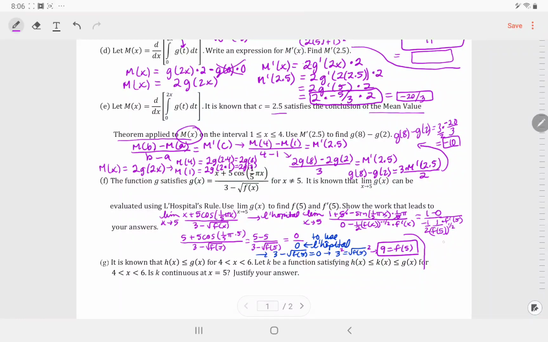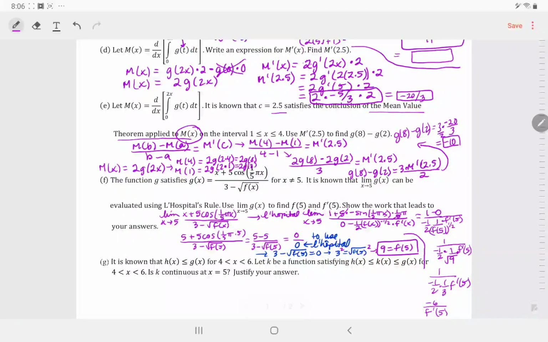Okay, so 1 over negative 1/2, f of 5 was 9. Oops, that's in the denominator. So 1 over 9 square root times this f prime of x, or f prime of 5 that I don't know. And this is 1 over negative 1/2 times 1/3, and the f prime of 5 is here. So if I flip that, that's negative 6 over f prime of 5.